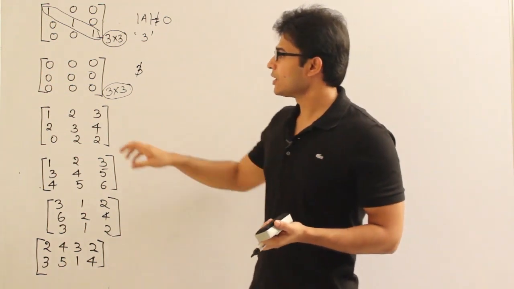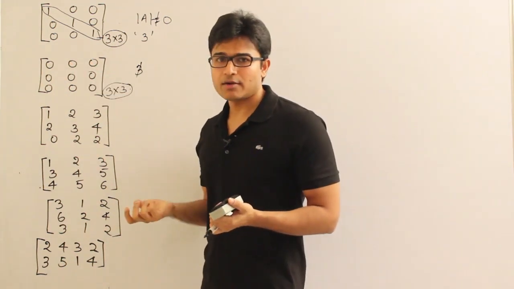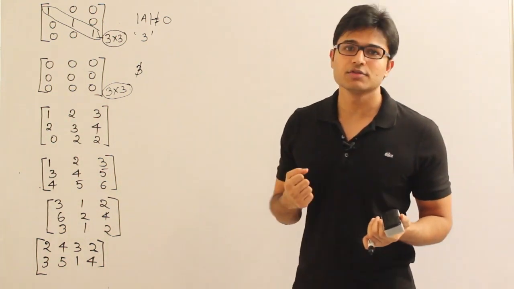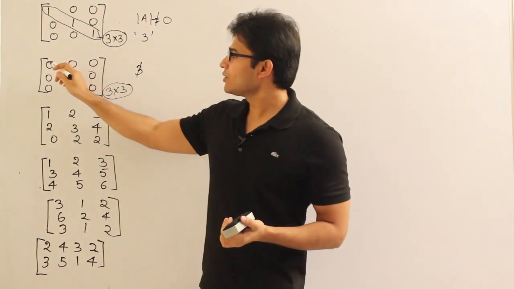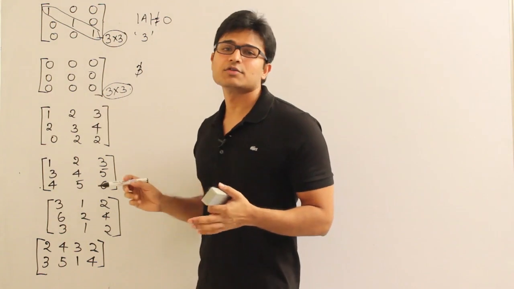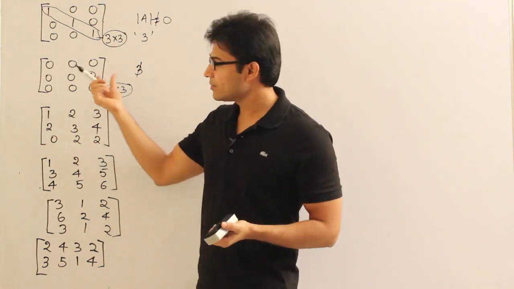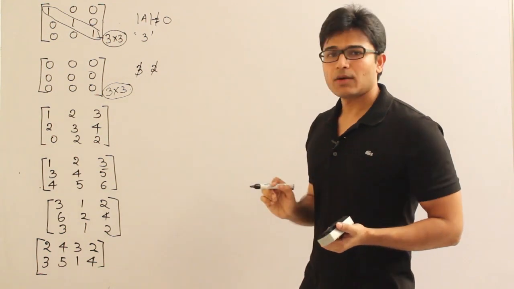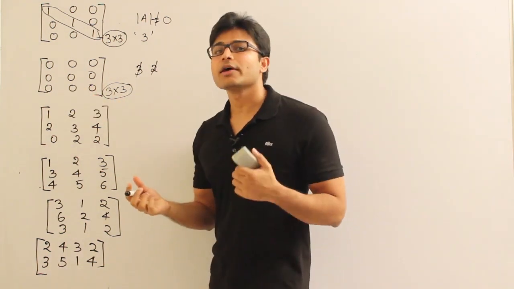Now let's see if the rank can be 2. How can we find out? Check if any submatrix of size 2 by 2 has a determinant which is not equal to 0. But any 2 by 2 submatrix you pick is always going to have a determinant 0 because all the elements are 0, right? Therefore, the rank cannot be 2. Now let's see if the rank can be 1. How can we check it?